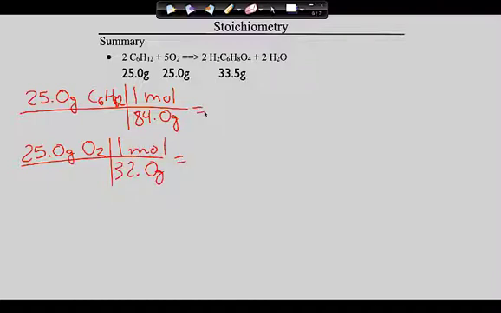Can you guys feed me the numbers? What's this to 3 sig figs? 0.298 moles. And this one? 0.781. Can you guys confirm or deny? Yep. Good? Okay. So now we know that in those 25 grams of these substances, we've got 0.3 of a mole of cyclohexane and about 0.8 of a mole of oxygen.